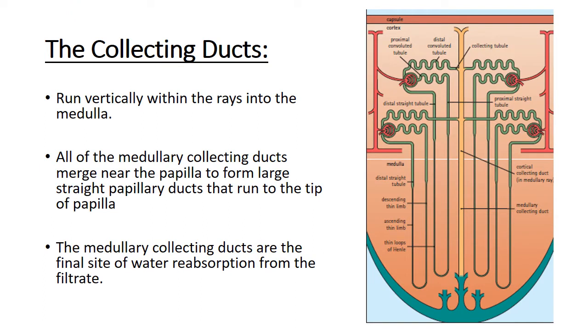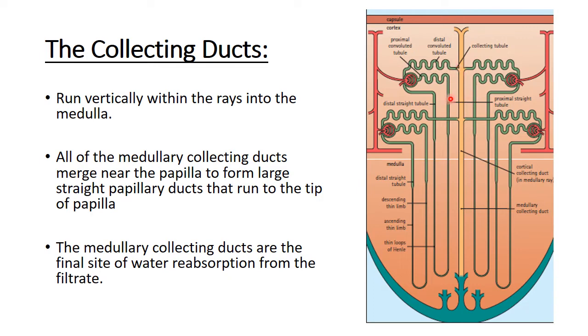The next part of the nephron after the collecting tubule is the collecting duct. The collecting duct, as you can see here, runs vertically within the medullary rays into the medulla. All of the medullary collecting ducts merge near the papillae to form a large straight papillary duct that runs into the tip of the papillae. This is the tip of the papillae, and we can see here different collecting ducts are merging to form this large papillary duct.